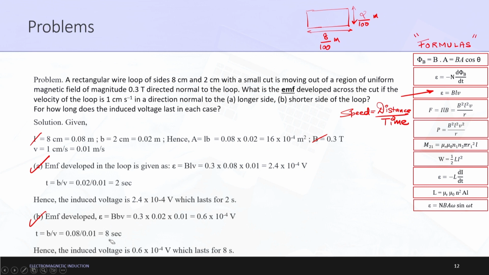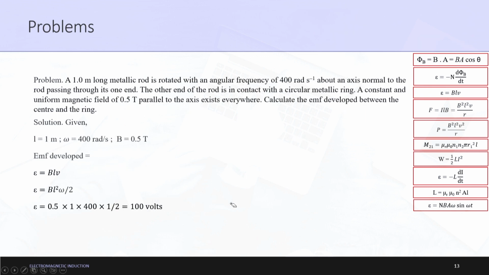This was the concept I need to make you understand, that time will change if the longer side or shorter side of the loop is being varied. Hence, the induced voltage is 0.6 into 10 to the power minus 4 volt, which lasts for 8 seconds. So, this was this problem.